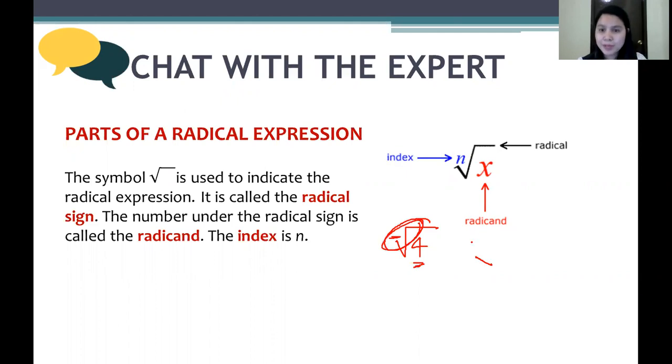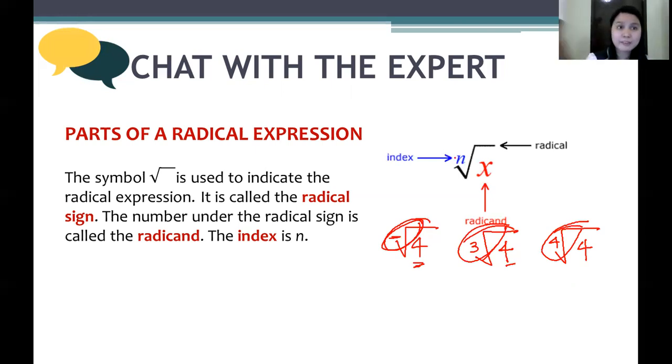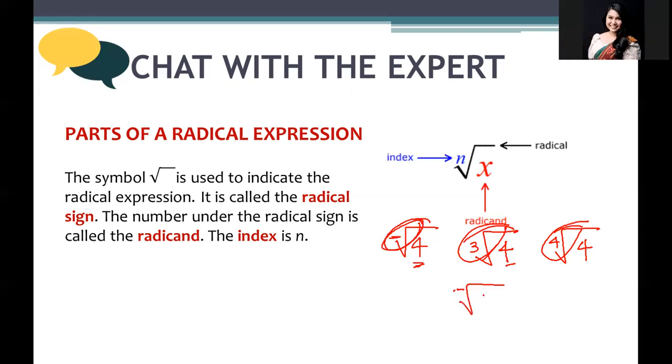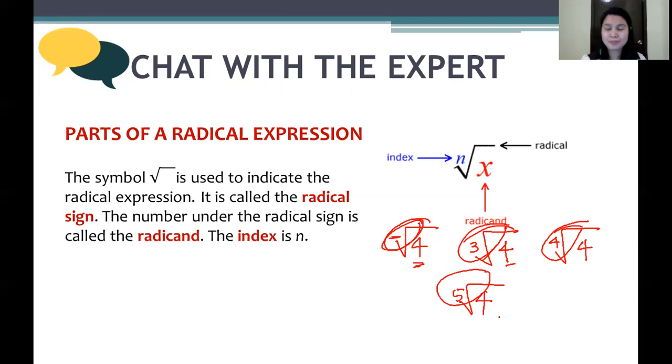What if we have 3 in the index? We say cube root of 4. What if there's 4 in the index? We say fourth root of 4. What if we have 5 in the index? We say it's the fifth root. What is the fifth root of 4? That's how you will read it.